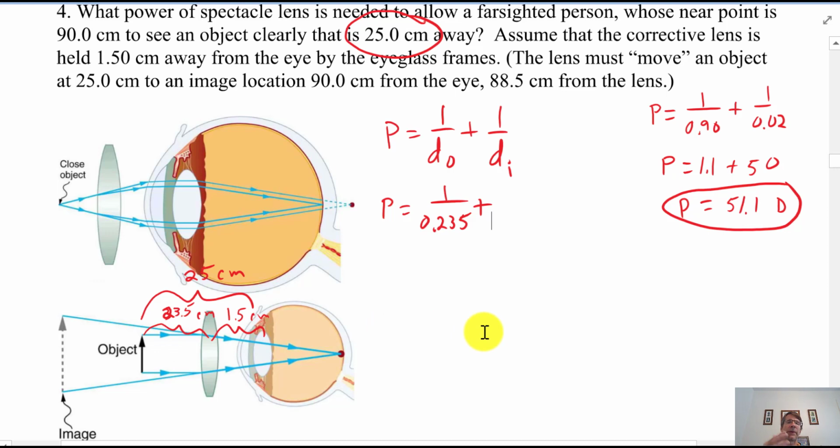In the previous problem, we didn't need to subtract that distance because for infinitely far, whether you subtract 1.5 doesn't make any difference. So you didn't need to factor that into the object distance in the previous problem. But here we do. Same thing for the second part of this now, the image. We need to figure out how far this image is from the lens. Well, this distance here is 1.5 centimeters.